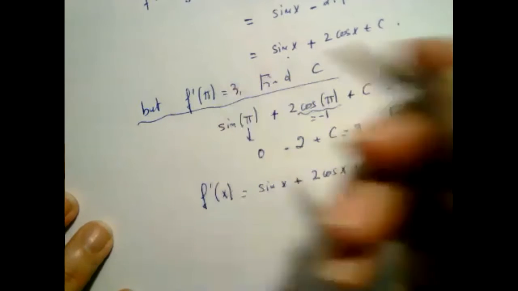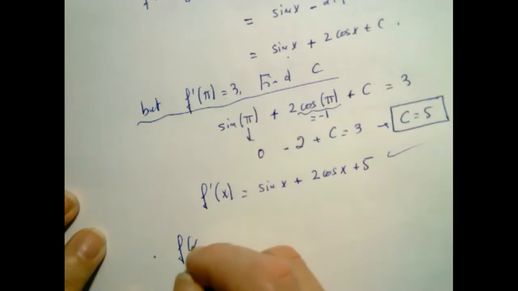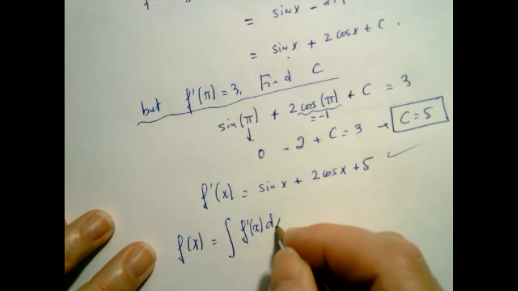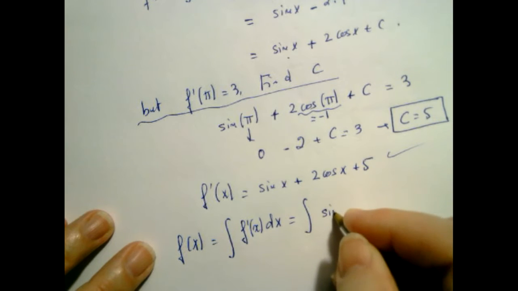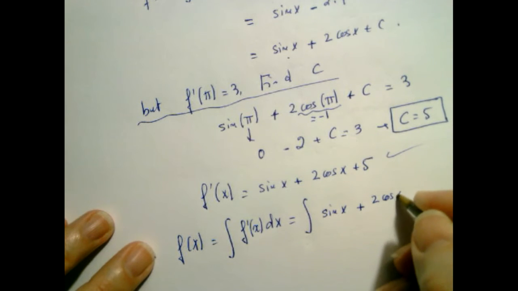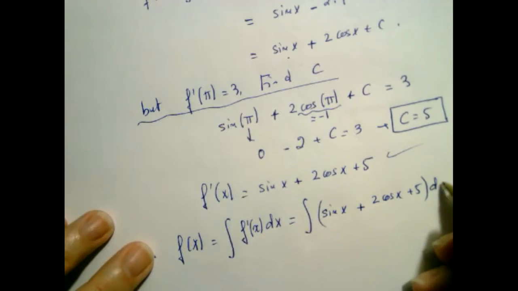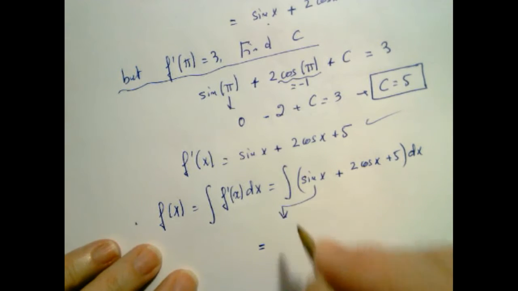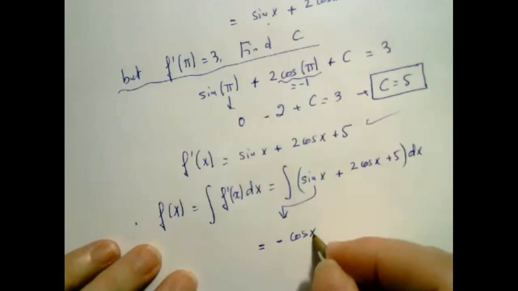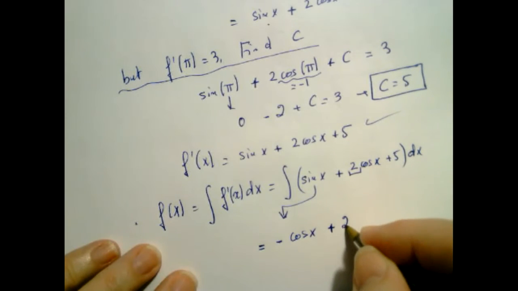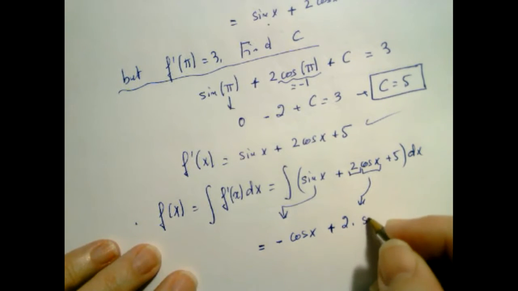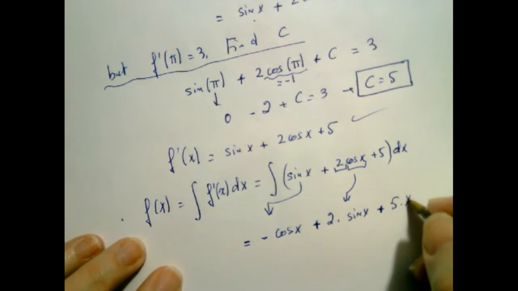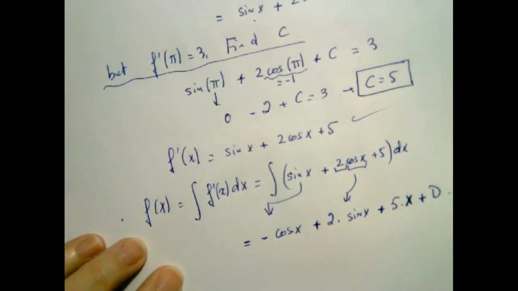Now I need f. So I got f prime, now I need f. What is f? F is the antiderivative of f prime. It means the antiderivative of sine x plus 2 cosine plus 5 dx. And now again I proceed, I'll do it one by one. Antiderivative of sine is minus cosine plus 2 is a constant. Antiderivative of cosine is sine plus 5. Antiderivative of dx is x plus a constant d.